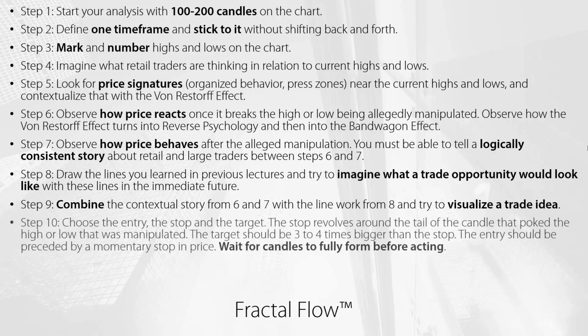Step number 10 is choosing the entry, stop loss and target for your trade. The stop loss in this methodology always revolves around the candle that spiked the high or low that was allegedly manipulated. That's almost always the case. The target can be a combination of line work of various sorts, but if you want to keep things simple, you should make it between 3 and 4 times as large as the stop loss. It's also better if this predefined target correlates more or less with a previous market level that has some degree of significance, like a previous major high or low.